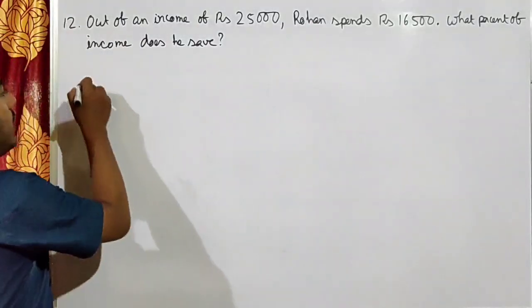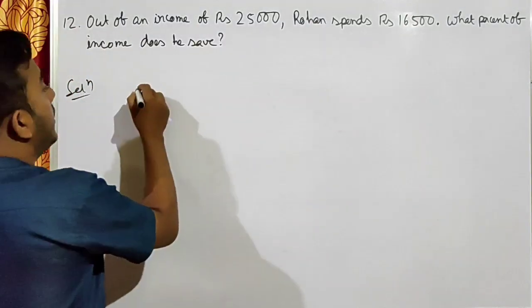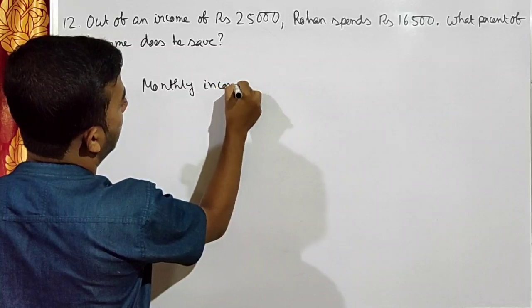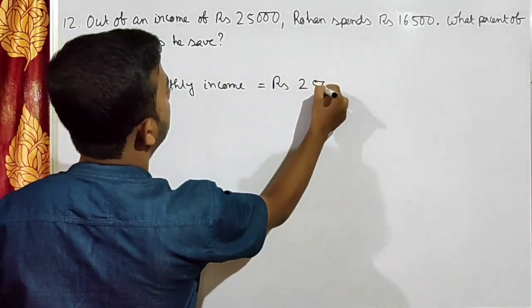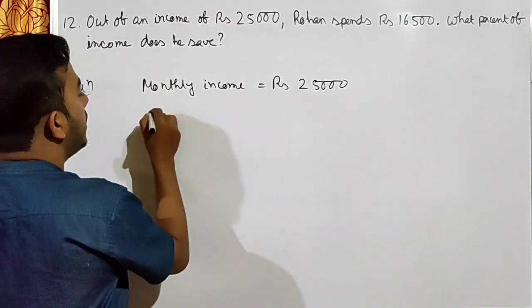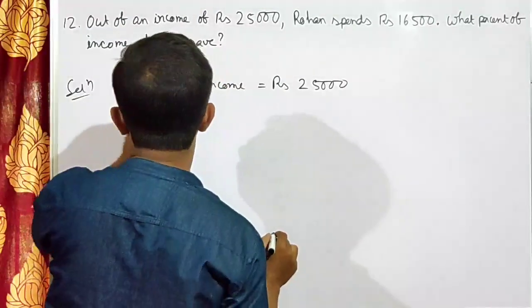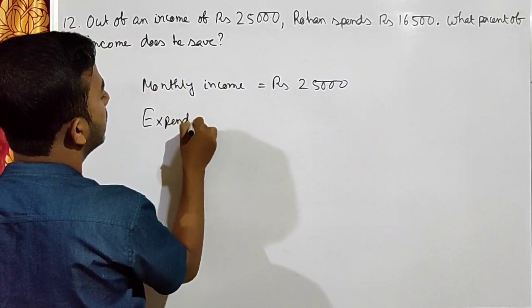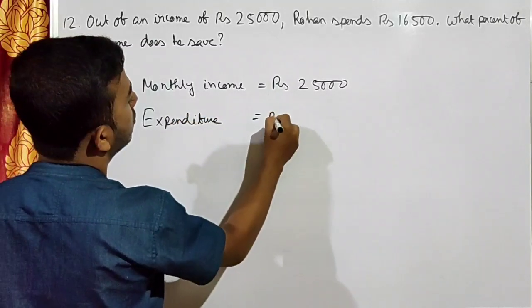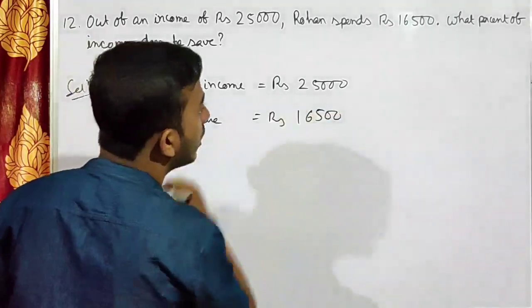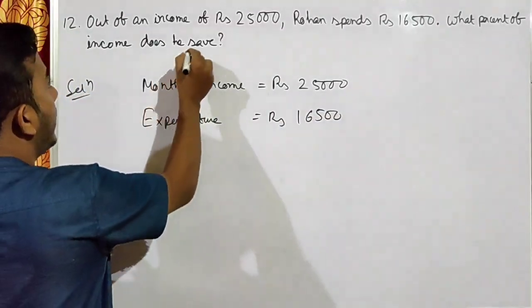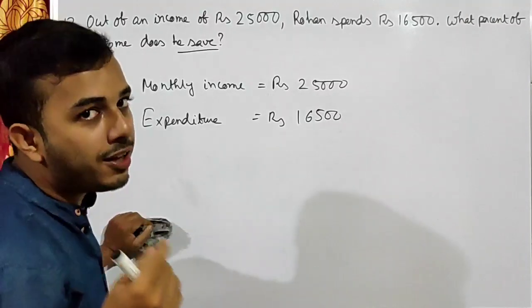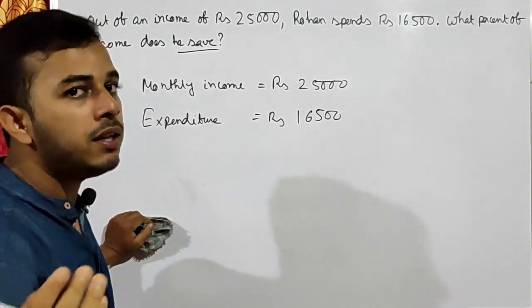So now how to write? Let's look at the board. So we'll write monthly income. Monthly income equals rupees 25,000. Then expenditure means what? Those money which got expended, he spends, isn't it? So this is expenditure. Expenditure equals rupees 16,500. Okay. Now we have to find what percent of money he saves. So before finding percentage of money he saves, we have to find how much money he saves.